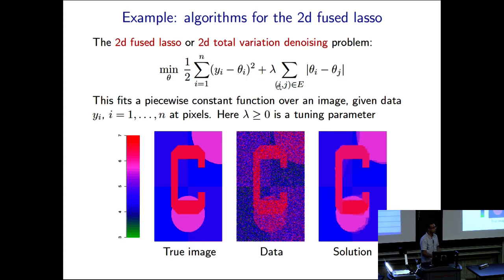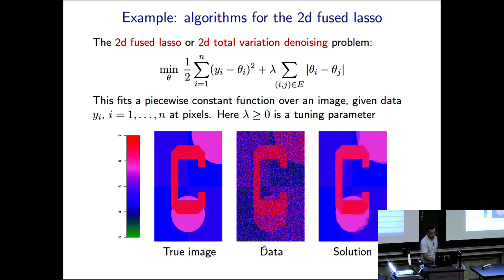So these two terms in combination provide us with something useful, because this tries to get us to fit to the data, and this tries to get us to fit something that's piecewise constant. And here's an example from this data of a solution to this problem with a particular value of lambda. I just picked some value of lambda as an example, and I got this as a solution. So you can see it's a pretty good representation of this image.